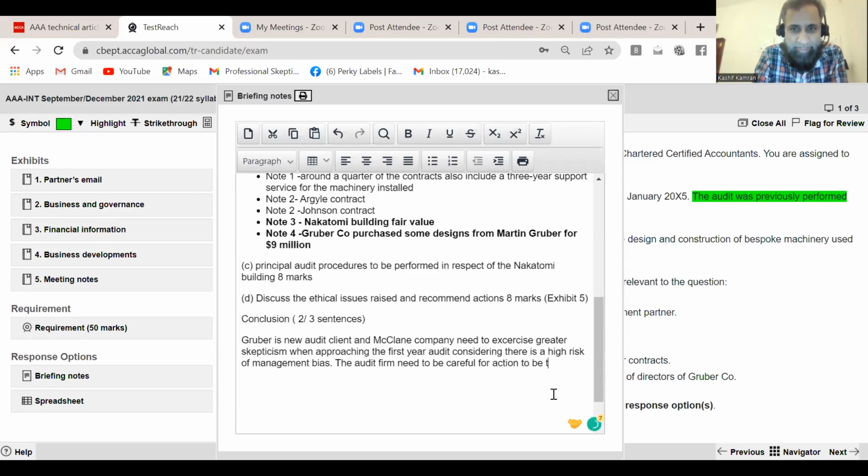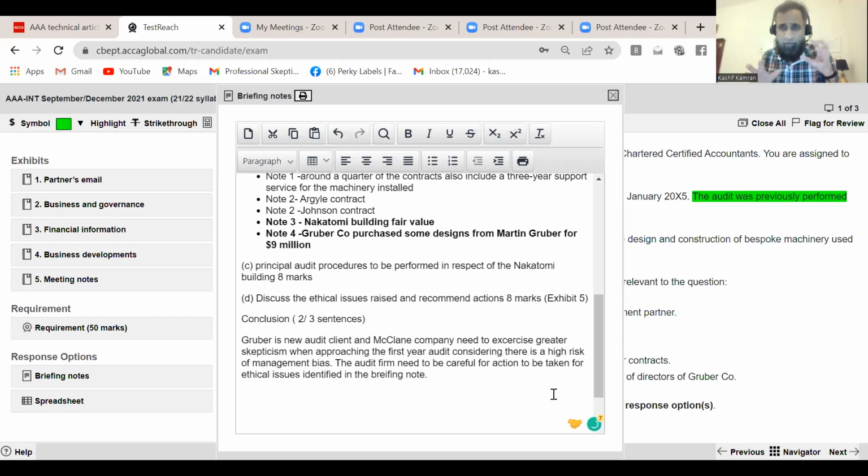The audit firm needs to be careful for actions to be taken for ethical issues identified in the briefing note, full stop. So I just concluded on two very important areas, 24 marks for audit risk and 8 marks for ethics. So that's like 32 marks.